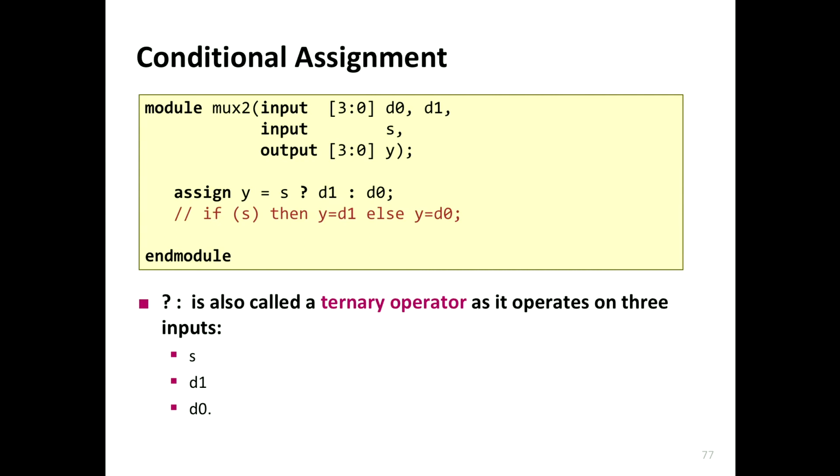So how do you read this? You read it as if S equal to 1, then D1, else D0. Got it? If S equal to 1, then you have D1. Exactly what I said. S equal to 1, you connect D1. And if S equal to 0, you connect D0. And that's about it. So you write it in one single assign statement.